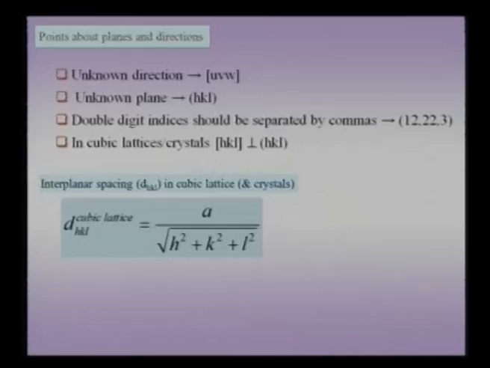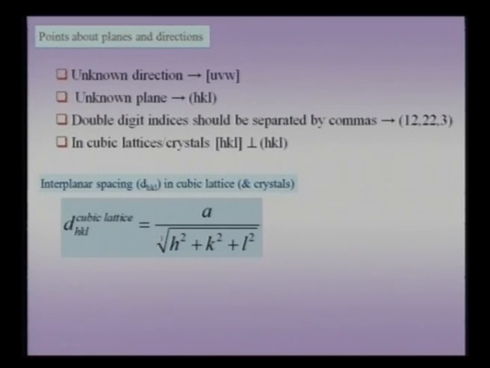So, what is the formula for d_HKL for the cubic lattice? As you can see, I have explicitly mentioned it is a cubic lattice, and the formula is, where a is the lattice parameter of the cube, the interplanar spacing is a divided by the square root of h square plus k square plus l square. Now, let me return to the problem in hand and try to calculate the interplanar spacing for the two kinds of planes we have just now seen.